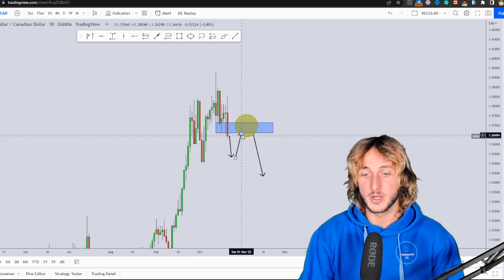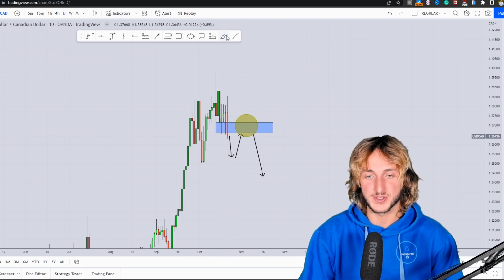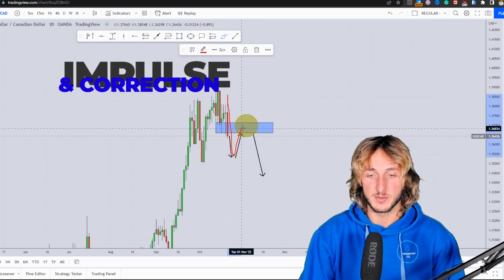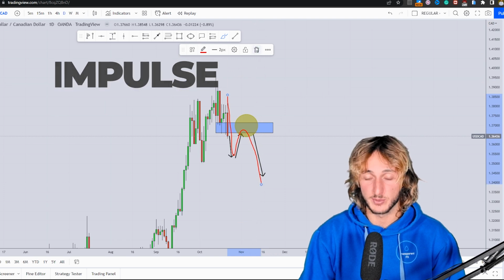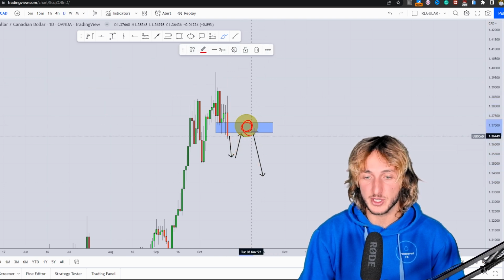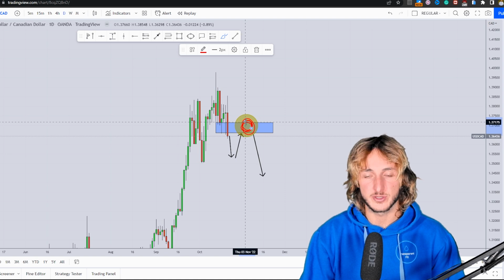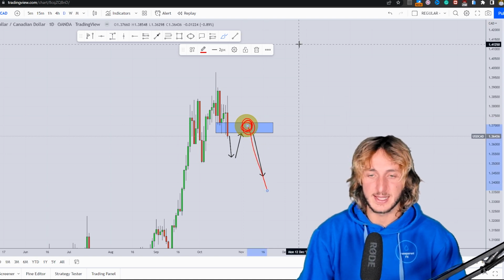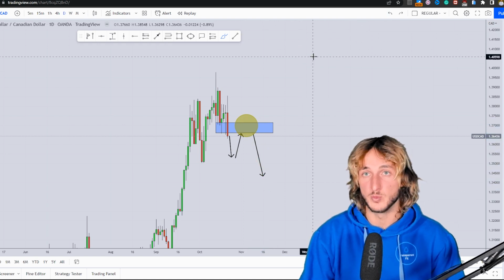And here on the daily, we would have a retest of previous support and resistance with a bearish impulse, correction and impulse pattern to the downside. So this would be a very interesting potential reversal area from a daily perspective, inside of which we could be looking for this potential move lower.